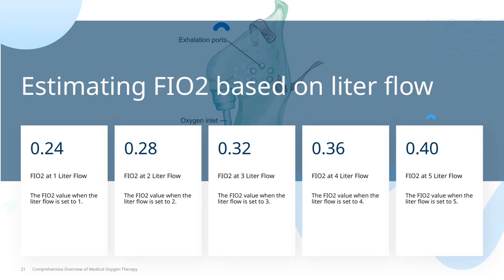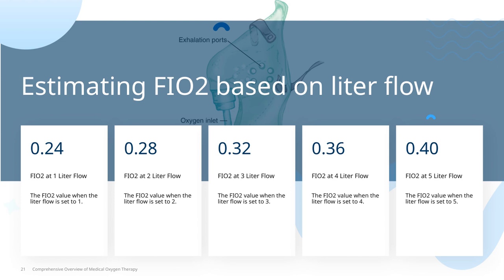Now, let's look at how we can estimate the FiO2 based on the liter flow. As you can see, at a flow rate of 5 liters per minute, the FiO2 is approximately 0.4. This means that with higher flow rates, the patient is receiving a higher concentration of oxygen. When we decrease the flow to 4 liters per minute, the FiO2 drops slightly to around 0.36.